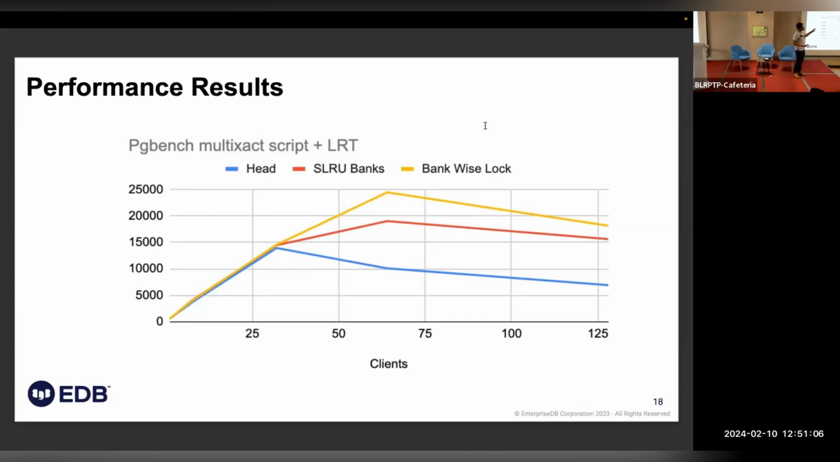And if you implement only SLRU bank, with that we are actually increasing the cache size. That is why we are seeing the gain, and we are dividing into multiple caches. So you are seeing a certain gain in performance. And further, when we implement a bank-wise lock, you can see the gain is much more than what we are seeing from just dividing into the banks.